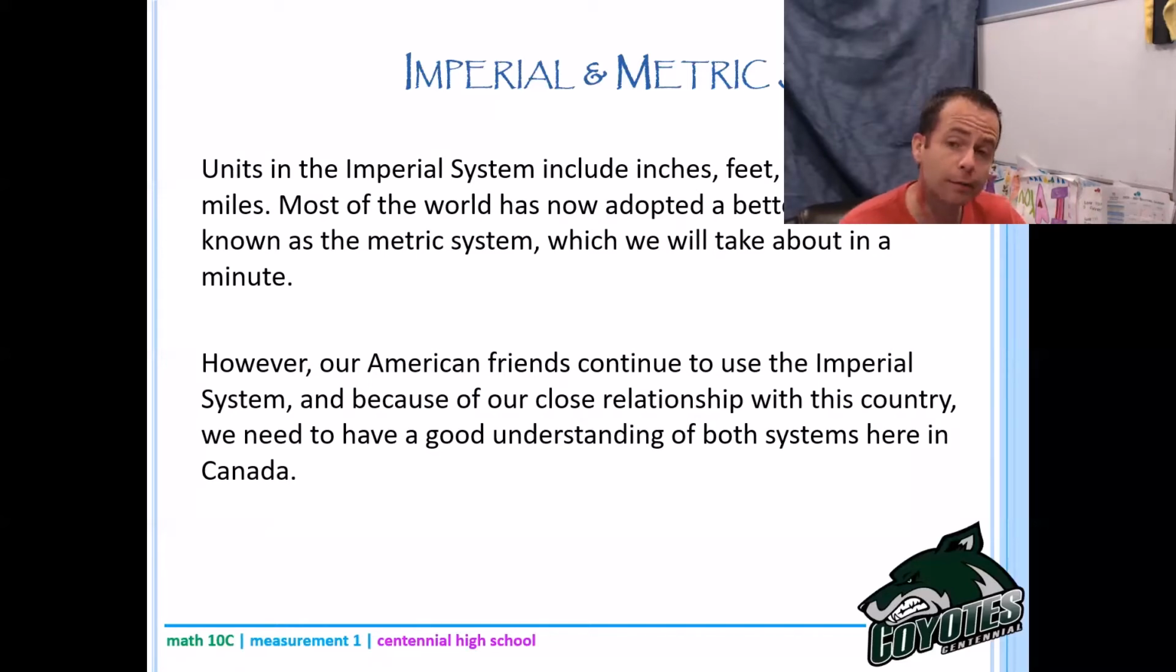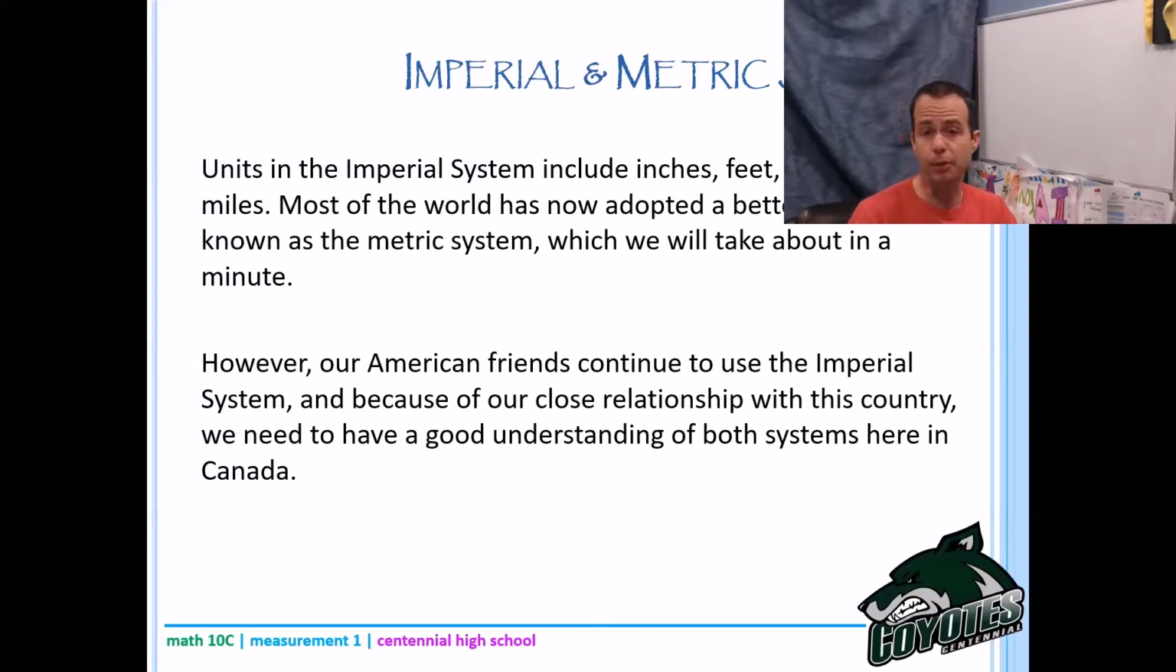Our American friends, though, never adopted the metric system for their life stuff, okay? And why I say life stuff is because in the scientific world, if you are a scientist doing research and you want to publish your research, you must publish in the metric system.